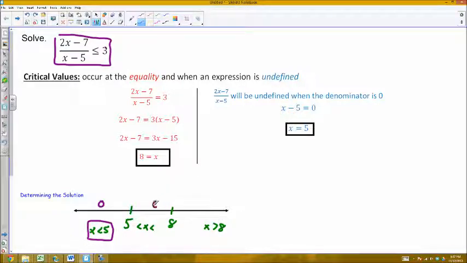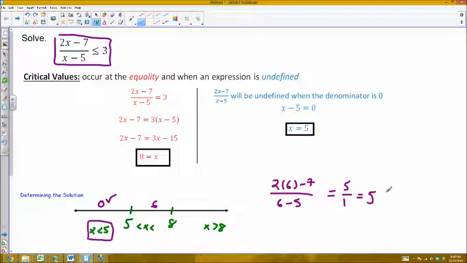So the number 6 would be a good test point between there. We already know that 0 works, so now we're going to test 6. So I'm going to take 6 and plug that into my expression. So I'll have 2 times 6 minus 7 over 6 minus 5. Well, 2 times 6 is 12, and 12 minus 7 is just 5. And 6 minus 5 is just 1, so this whole expression is just 5.